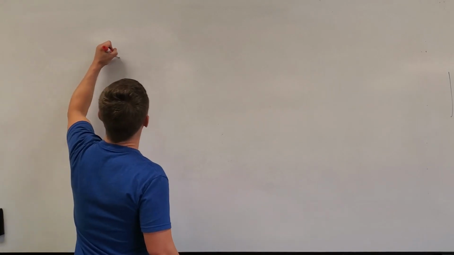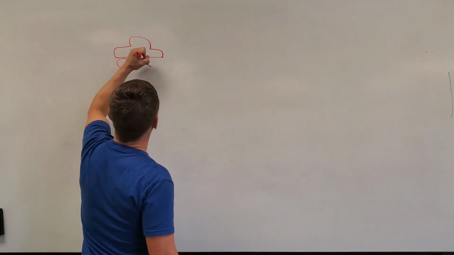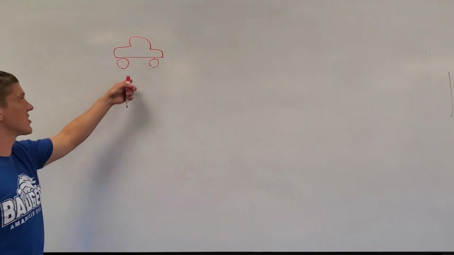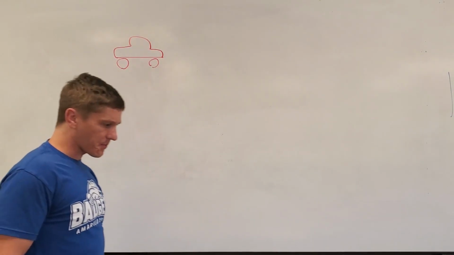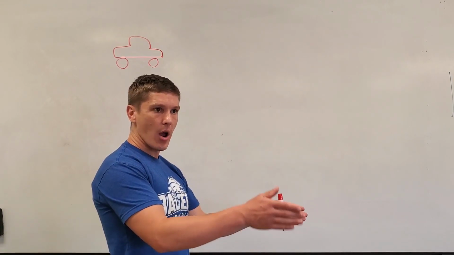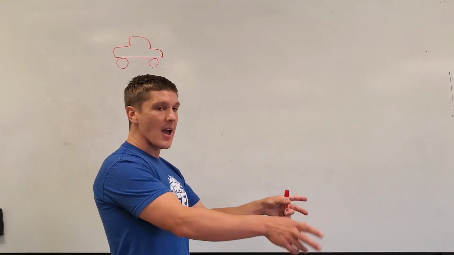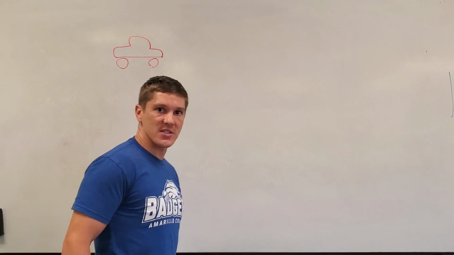So I have my car, it doesn't really matter, I'm not much of an artist. We have our car, it has two contact points, if we are going to simplify this to a two-dimensional problem, which we are. So what we are assuming is that the left tire and the right tire carry the same load. So the front left tire and the front right tire carry the same load, and the back left tire and the back right tire carry the same load.